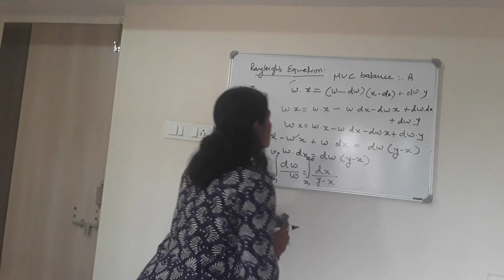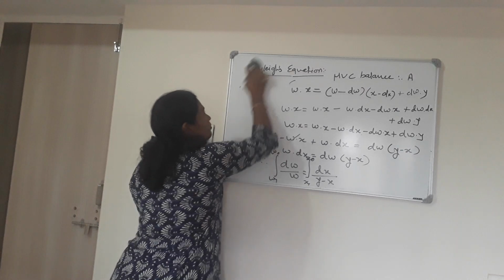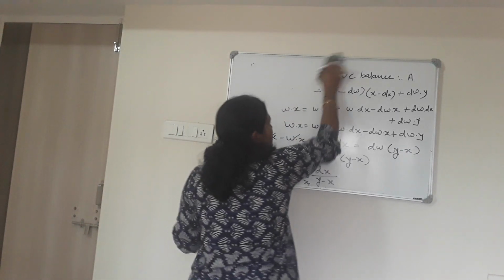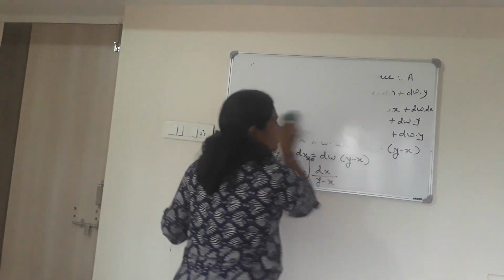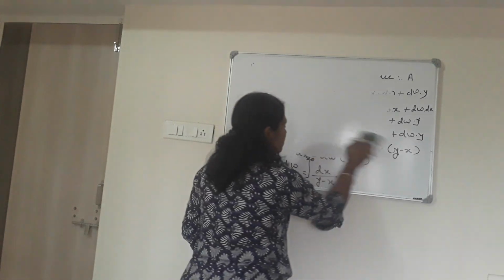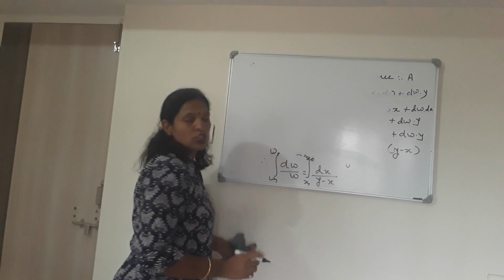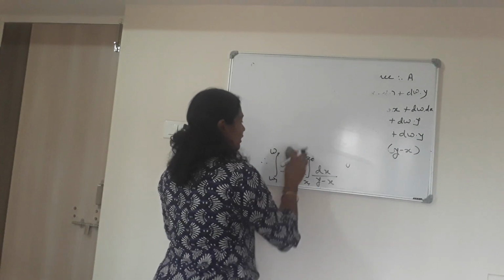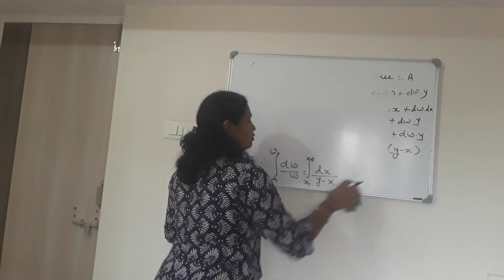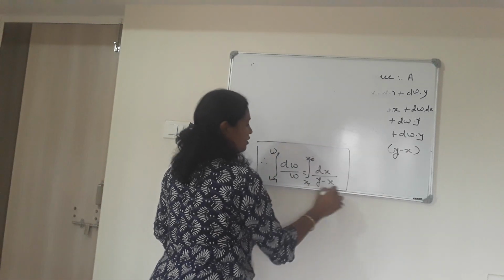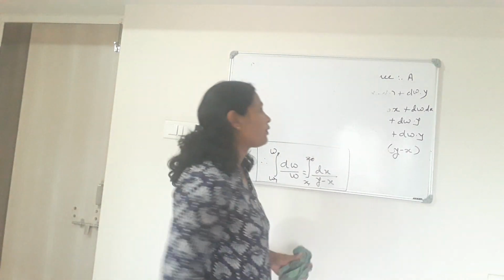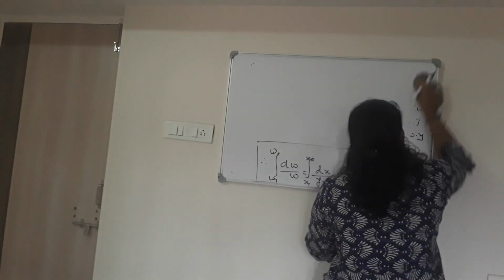The second one is equilibrium distillation. See, Rayleigh's equation is very important from the exam point of view. In that, the question is like this: derive Rayleigh's equation for simple distillation. In that case, what you have to do is derive this equation. And another one is equilibrium distillation.